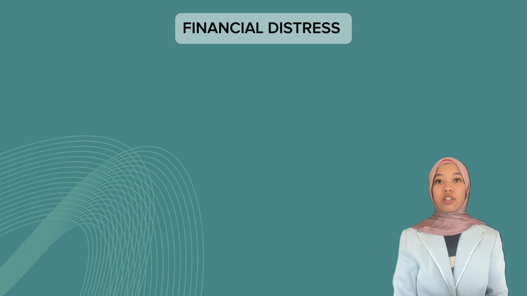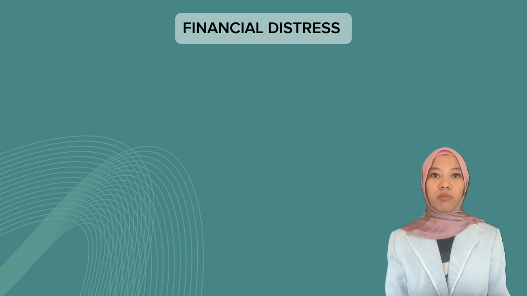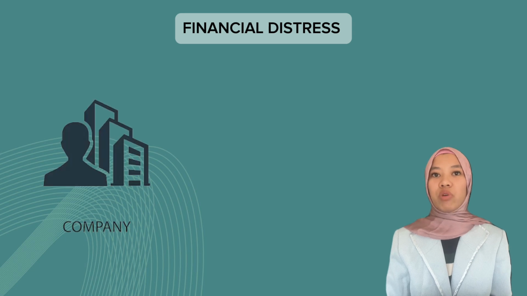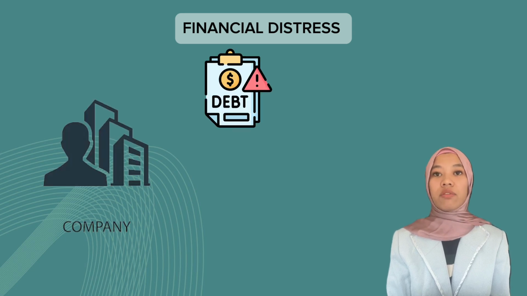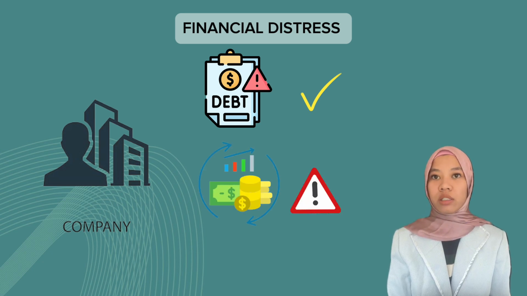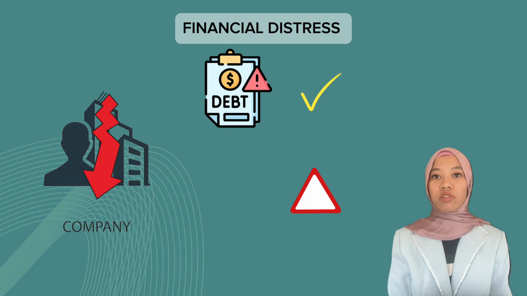Now, let's move to the financial distress. Financial distress can occur when a company cannot meet its debt obligation. An example is Company D, which took on excessive debt to expand rapidly but faces cash flow problems during an economic downturn, leading to bankruptcy restructuring.